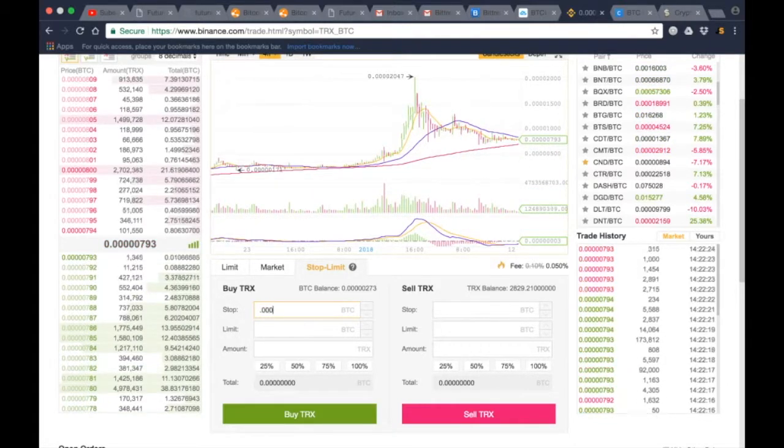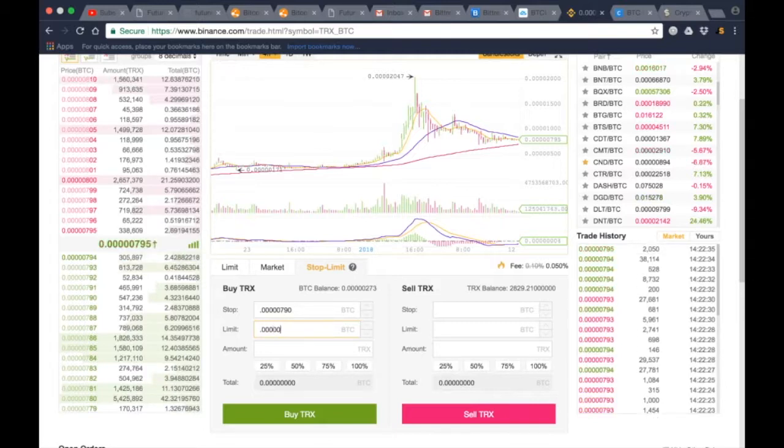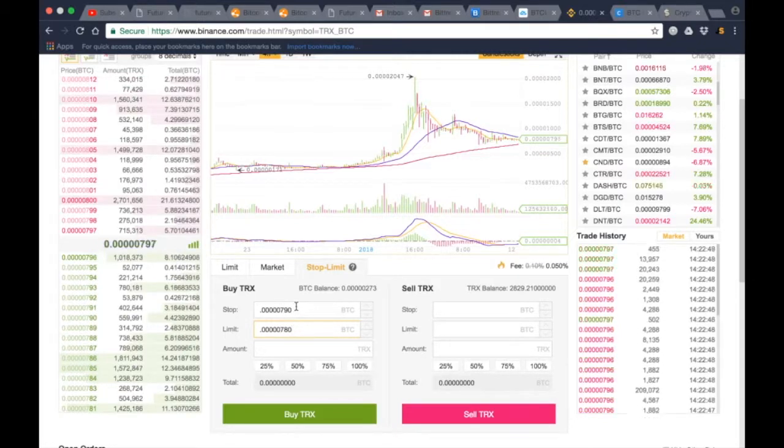So, 790. Let's use 790. And limit is 780. So what this means here, and your desired amount of the token that you want to buy, from my understanding, is that once it hits 790, it gives you a window of opportunity if the coin does end up going further down, lower than 790, up to 780, to fulfill your buy order. So it won't go lower than 780.